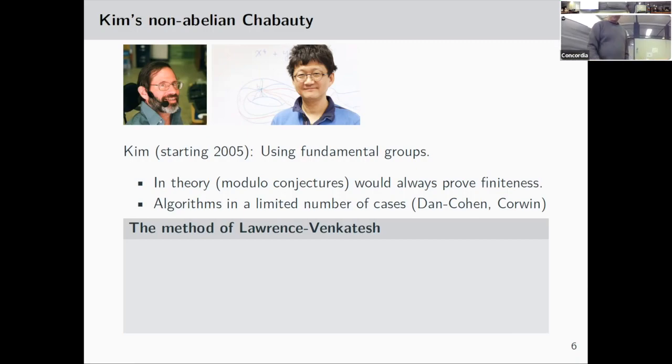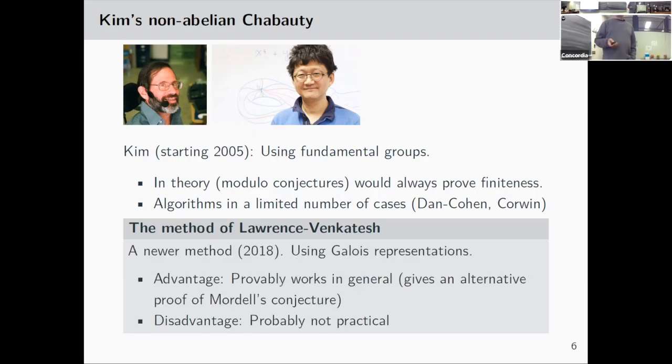And I'm sort of proud to point out that two people who are really leading the field, and these are my two colleagues at Ben Gurion University, Shai Dan Cohen and David Corwin. So anyhow, that's one direction to go. And then there's the method of Lawrence and Venkatesh, which is even newer, and that uses Galois representations. The advantage is that it provably works in general. It actually gives an alternative proof of Mordell's conjecture, but a disadvantage is that it's probably not practical. My understanding is that it's not something that can be easily improved.